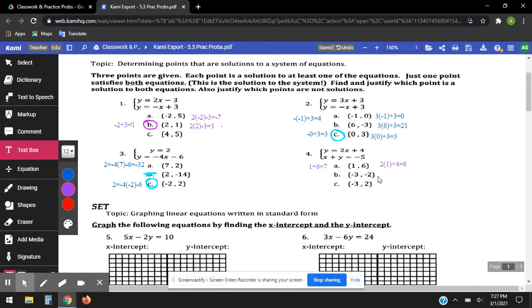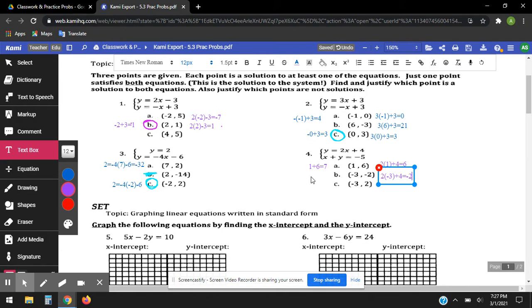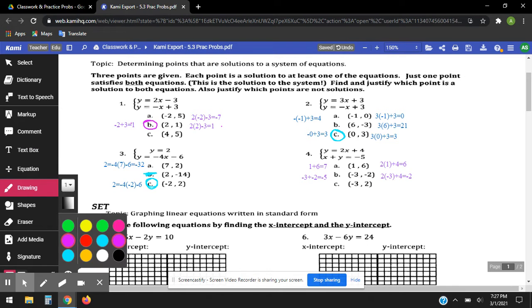All right, let's try B. 2 times -3 plus 4. So -6 plus 4 does equal -2. Okay, let's try it over here. -3 plus -2 equals -5. That's what we need it to equal. So we know the answer is B on this one.